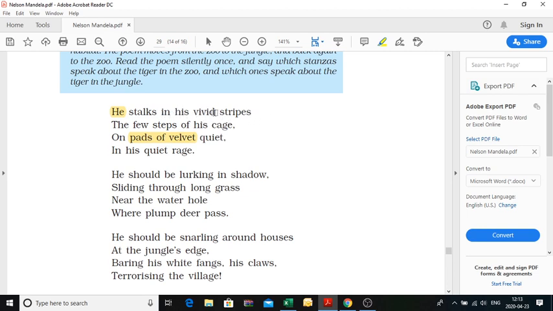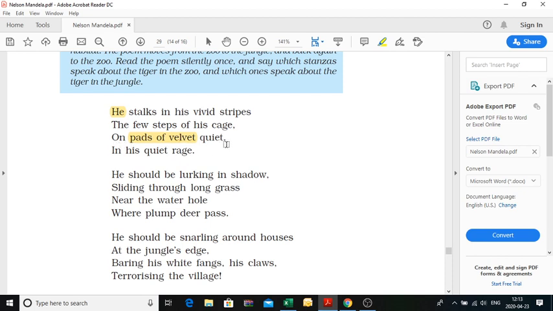And vivid means bright stripes, the stripes on his body, with which he walks proudly. The few steps of his cage: his cage is very narrow, and inside it he moves a few steps here and there, right? So a tiger is bound in his cage, with stripes on his skin clearly visible. His heels look like pads of velvet. That's why our poet has written here "on pads of velvet."